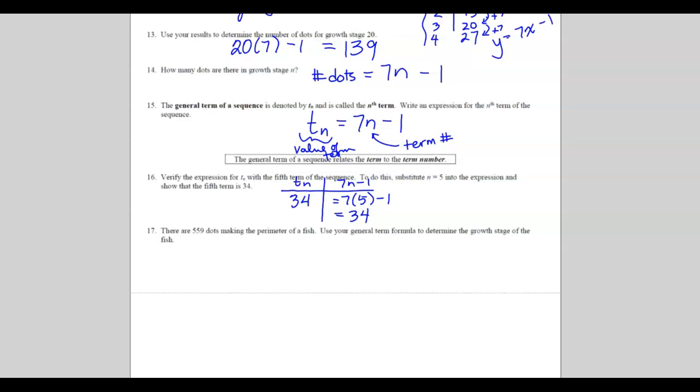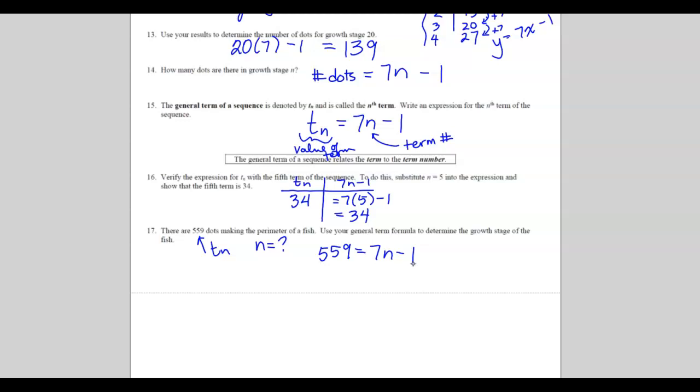Okay, now working backwards, we know the number of dots, and we have to figure out which term it is. So this is Tn, and we need to figure out what n is. So 559 has to equal 7n minus 1. And we solve that linear equation. Add 1, divide by 7.